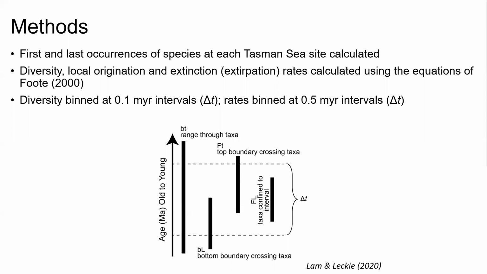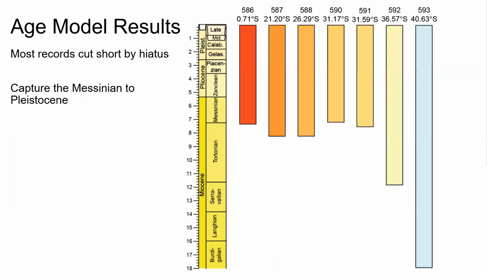These calculations take into account species that range through the interval, cross just one interval boundary, and those species confined to an interval. Diversity was binned at 100,000 year intervals, whereas the evolutionary rates were binned at 500,000 year intervals. As indicated by Jenkins and Srinivasan in their 1986 paper, most of the Leg 90 sites contain a hiatus in the late Miocene. Most records do at least cover the Messinian into the Holocene.